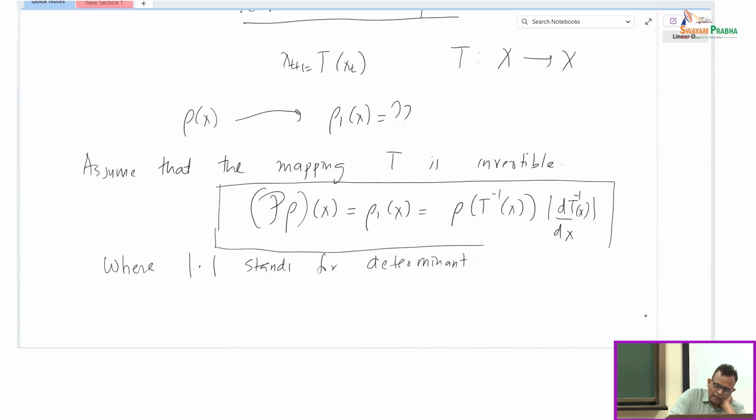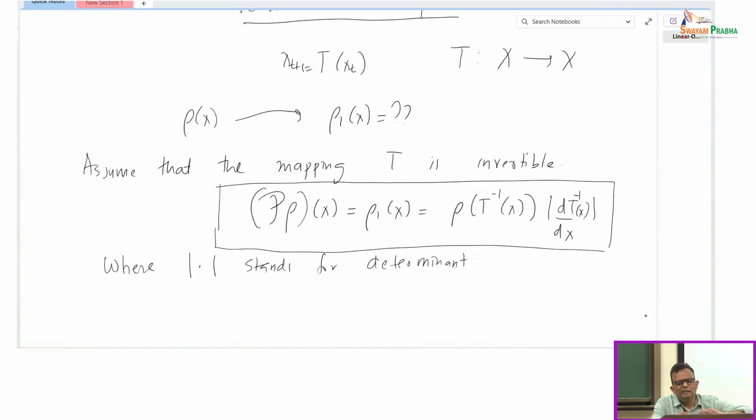I'm calling it a definition because I'm not doing the proof. One can show that this is how rho 1 of x will look, that is the probability density function in the next time step, and you can look at the proof in the reference I just gave you. This is under the assumption that T is invertible. Of course, you can define this even when T is not invertible. For example, we did the example of the logistic map. The logistic map is not invertible, but still you can define this Perron-Frobenius operator.